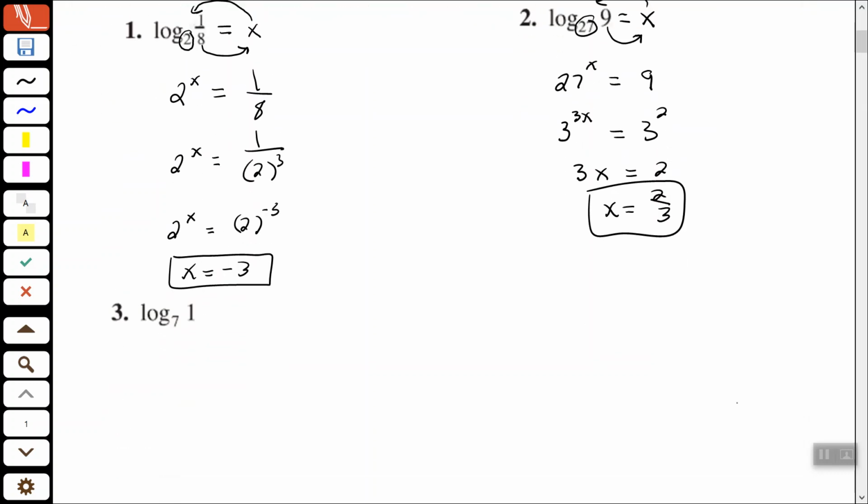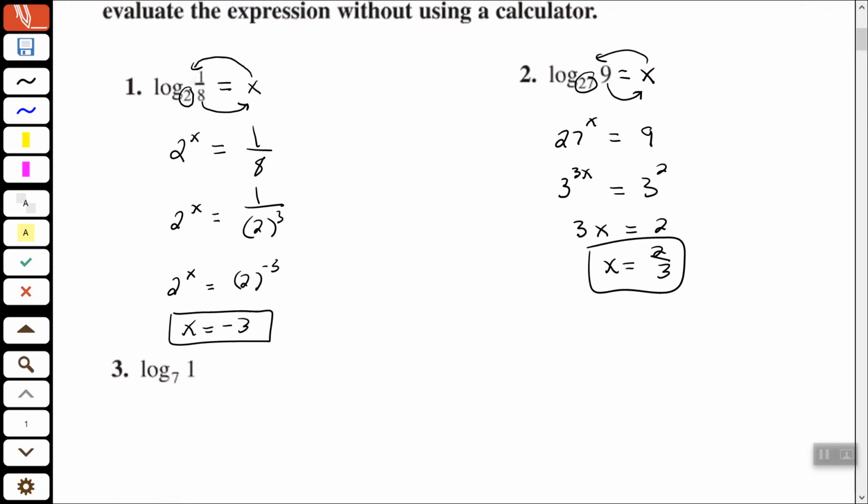Okay, so again here, log base 7 of 1. You're asking 7 to what power equals 1. In number 1, we were asking 2 to what power equals 1/8. In number 2, we were asking 27 to what power equals 9. So in number 3, we're asking 7 to what power equals 1. Let's put in the x. We can rewrite that as 7 to the power of x equals 1.